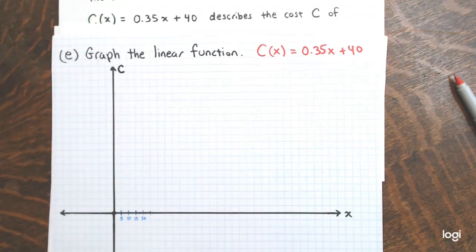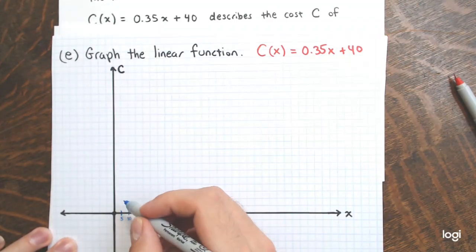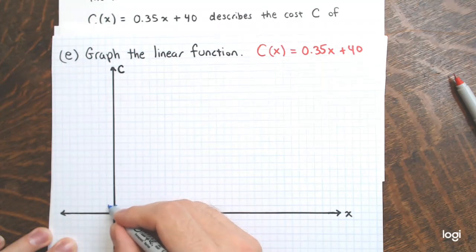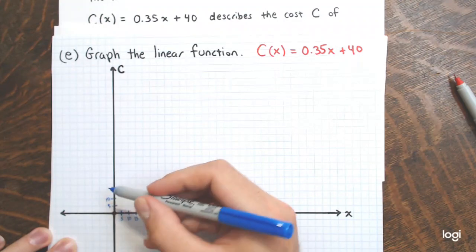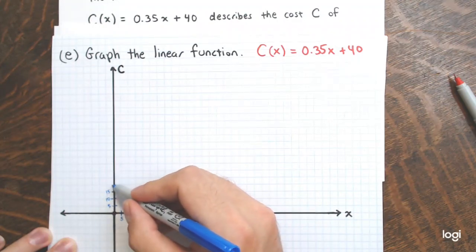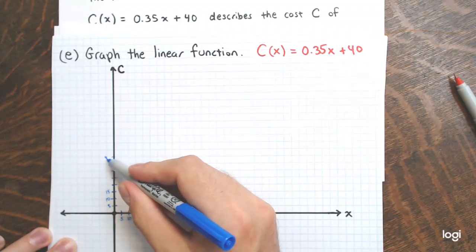All right, now for the vertical axis, I'm going to have each square represent 5 units. All right, so there's $5, $10, $15, 20, 25, 30, 35. Here's $40 right there.